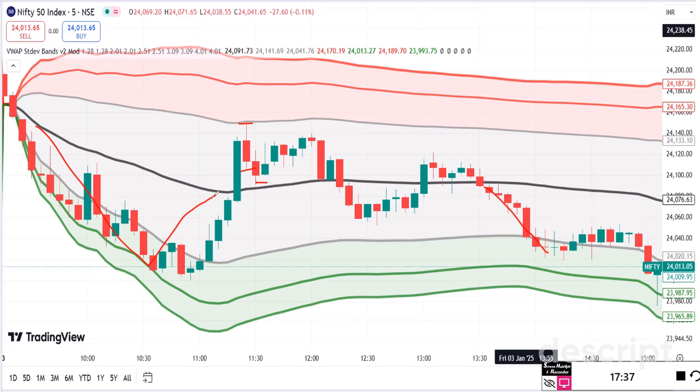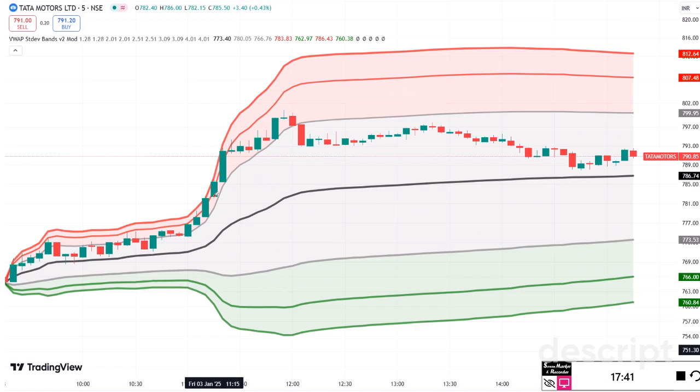My apologies. The chart which I'm referring to is 3rd of Jan, not 2nd of Jan. Tata Motors, what a lovely go.